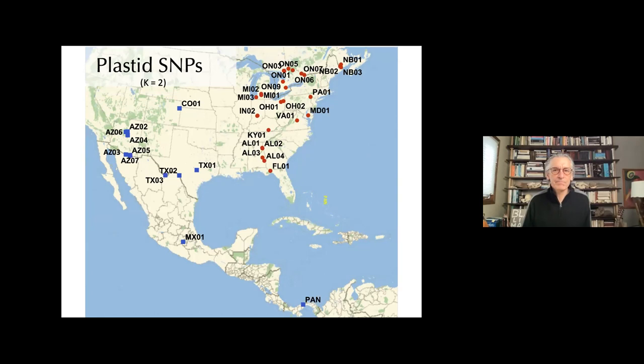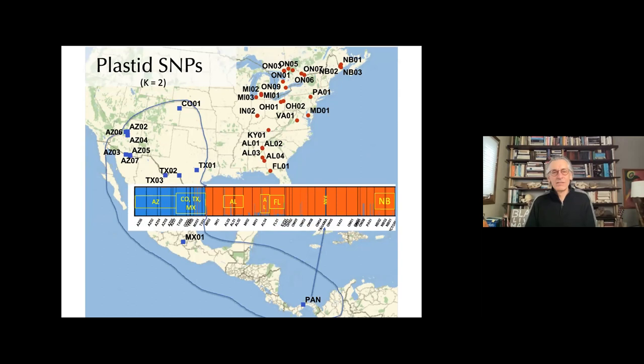What did we find? Do east and west differ? Morphology says no. Yes, east and west differ dramatically. If we ask for what's called a K, a cluster number of 2 in this program called InStruct, we use InStruct because it's more appropriate for plants than a commonly used program called Structure. InStruct allows inbreeding and some other things.